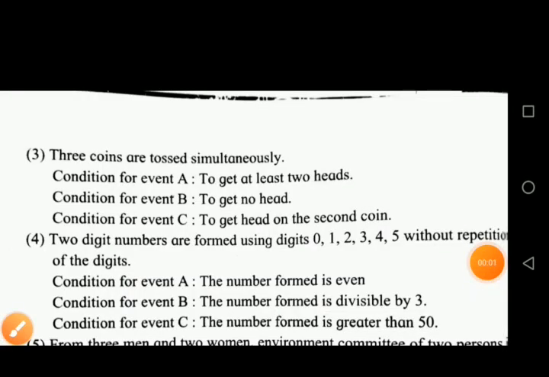Example number 3. 3 coins are tossed simultaneously. Condition for event A: to get at least 2 heads. Condition for event B: to get no head. Condition for event C: to get head on the second coin.